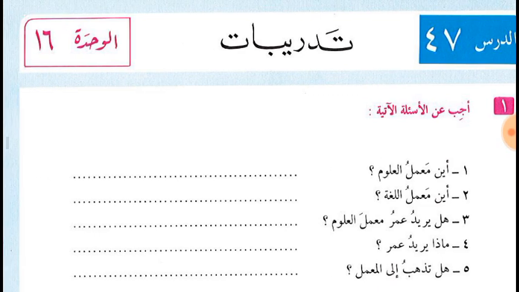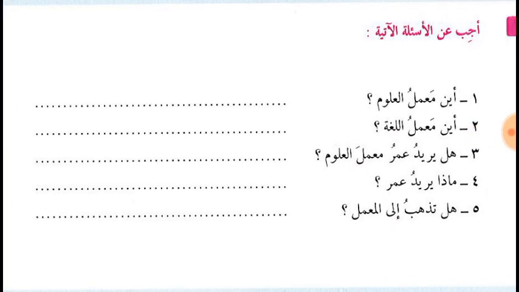Then we have khamsa wa tisun. Okay, ad-dars as-sabi'a wa arba'in, the seventh lesson. At-tadribat means exercises. Al-wahdatu sadisa ashara, the 16th unit. Ajib anil asilat al-atiya, answer the following questions. So Miss Aluma, you will ask the question and Miss Asia will answer you. Okay, sir. Aina ma'malul alum? Where is the language laboratory? Ma'mal ulum fi dawr al-awwal. Okay. Yes, correct. Aina al-ma'mal lughatu? Where is the ma'mal ulum?